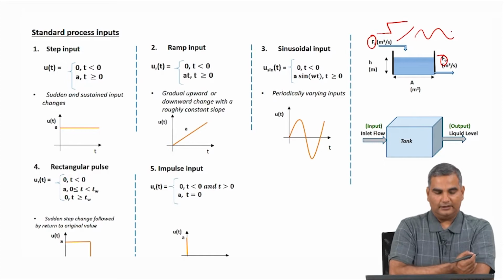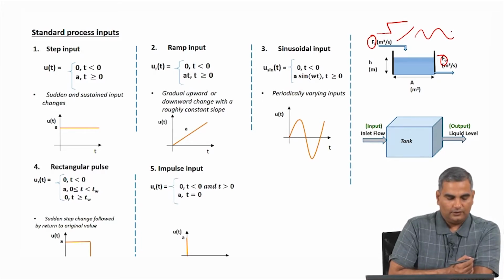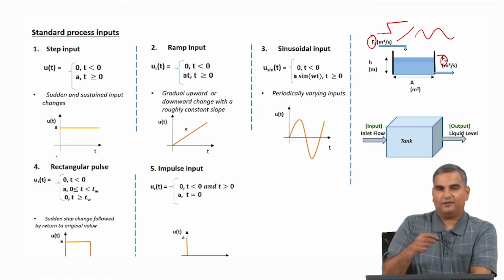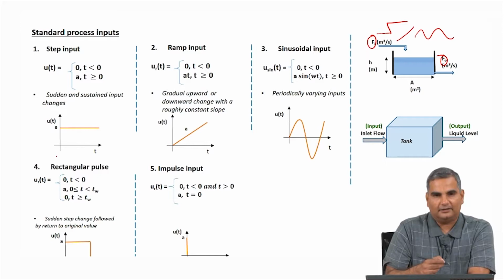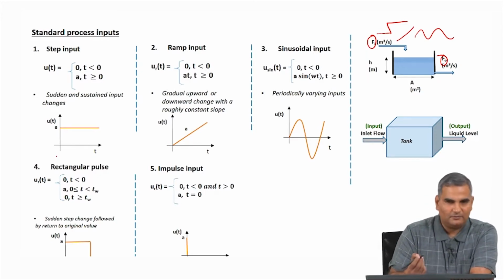If you look at the left side of this slide, we have shown various standard input forms. The idea here is, if you take the step input for example, prior to time 0. We arbitrarily say time 0 whenever we start that experiment. It does not matter when we start. If you started at the 3rd minute, that is time 0, if you started at the 4th minute, that is time 0, and so on.